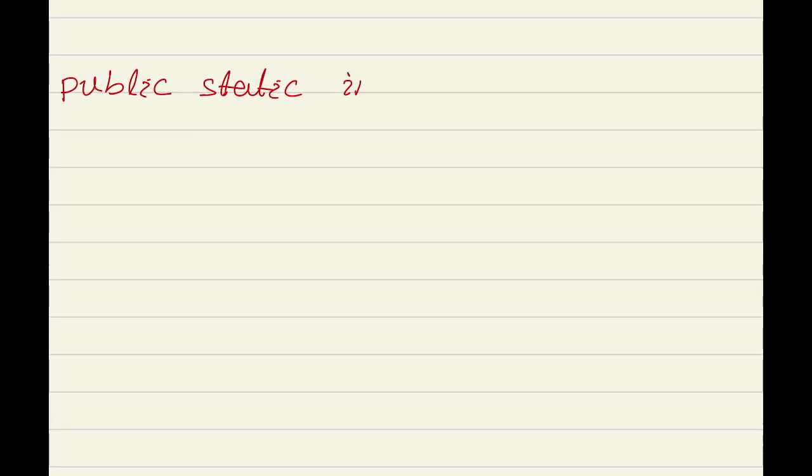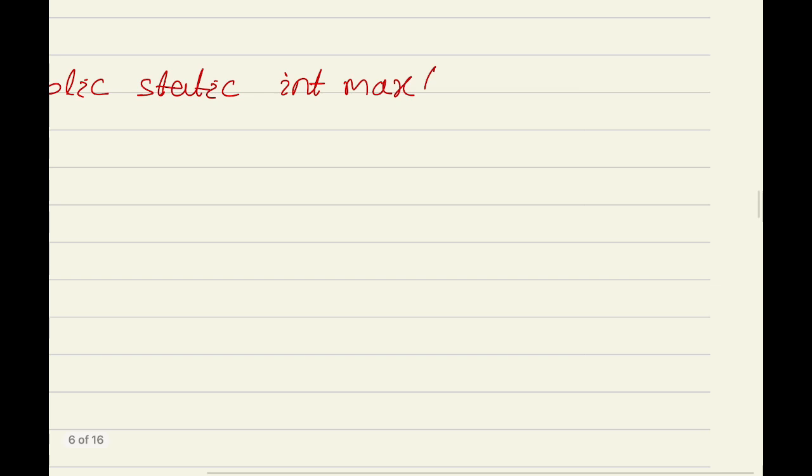Now consider another example. Suppose we want to find the maximum of two integers. So how do we write a method to find the maximum of two integers? We can write it in this way: public static int, and assume the method name is max, then the parameters are int a, int b.